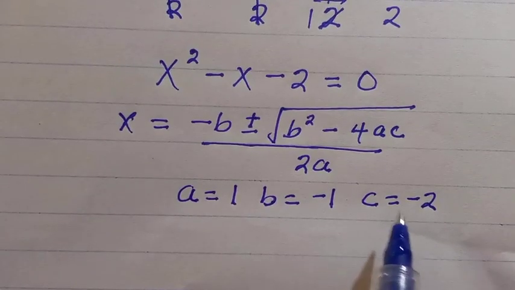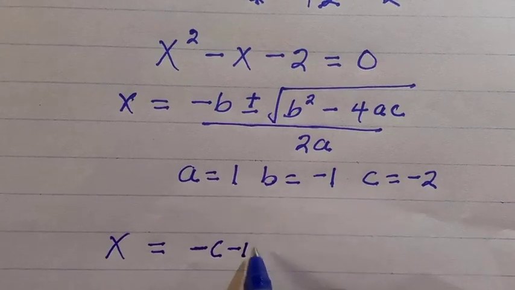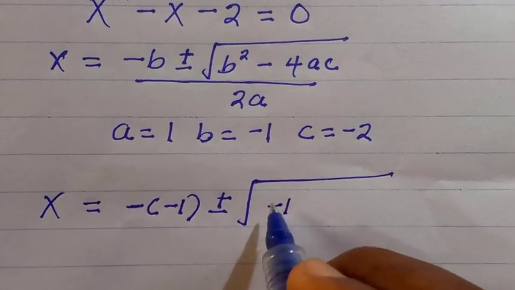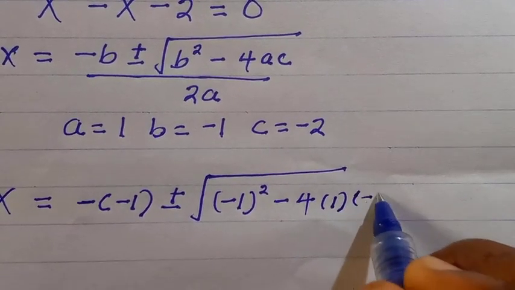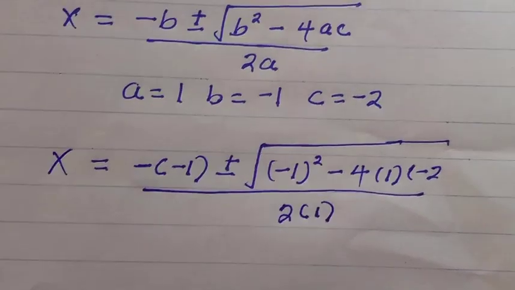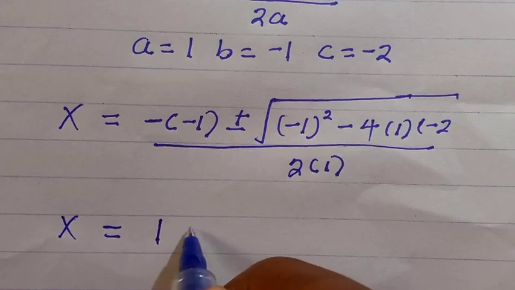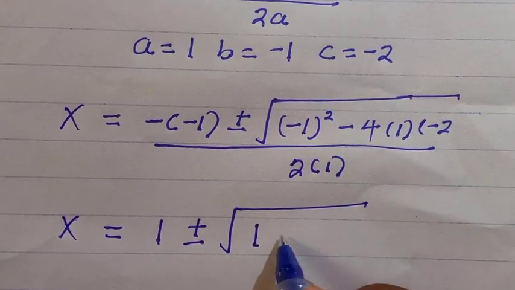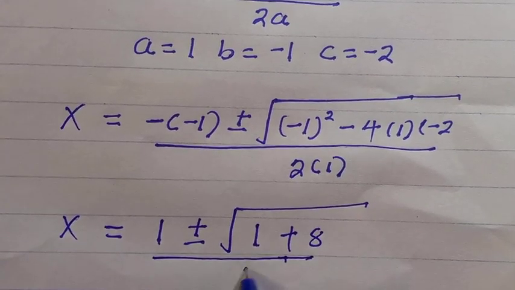So we try to substitute all these in this formula, and hereby we have x equals minus open bracket minus 1, plus or minus the square root of minus 1 squared minus 4 bracket 1 open bracket minus 2, and all divided by 2 bracket 1. So the next step is x equals minus multiplied by minus, that is plus 1, plus or minus the square root of minus 1 squared is 1, minus multiplied by minus, that is plus, then 4 multiplied by 1 multiplied by 2, that is 8, all divided by 2.